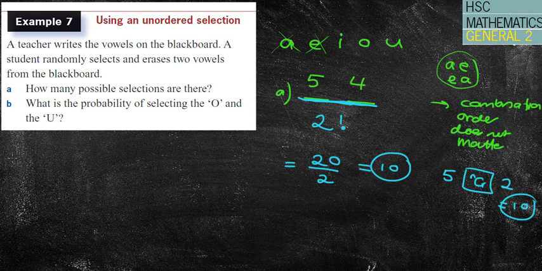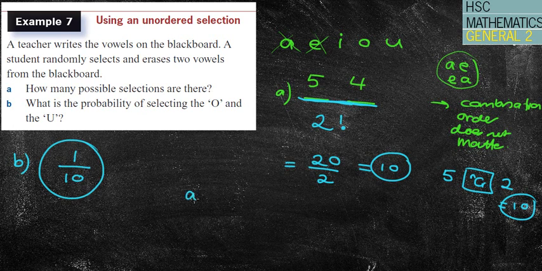Okay, for B, it says what is the probability of selecting the O and the U in our case? Well, there will only be one way to have O and U in this selection. Remember, we're not counting U and O. Therefore, we've got 1 in 10 chances of getting that one out. Now again, there are only 10 combinations there, so you could actually list them out.